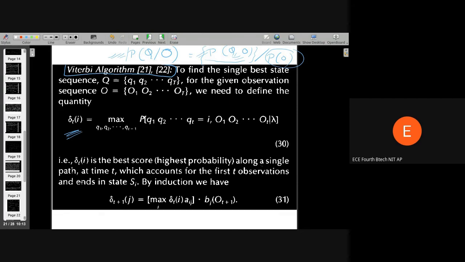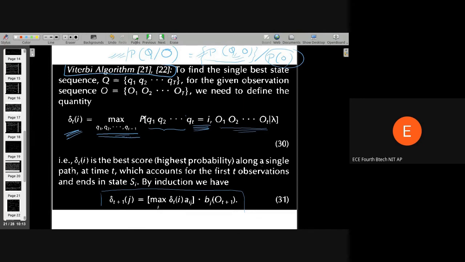So we have defined a variable, this delta t i. What it says is, you need to find the best Q1, Q2 till Q t minus 1. You have to find the maximum state sequence till here. We know that at this point of time this is the state sequence, you have to find the previous t minus 1 state sequence, and we also know till this point of time what the observations are. So this is the relation we will get if we proceed recursively. Let's try to figure out this relation.